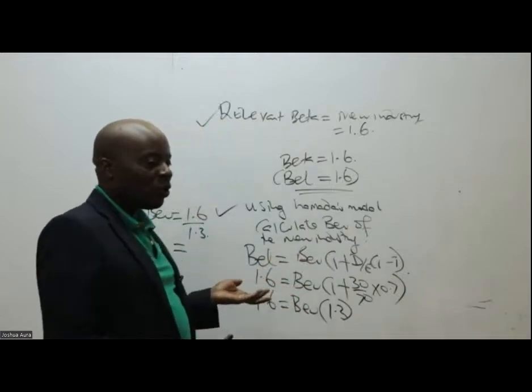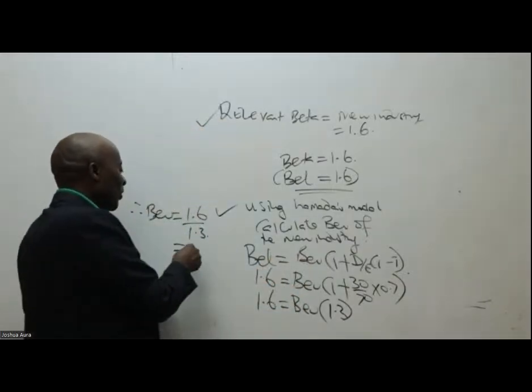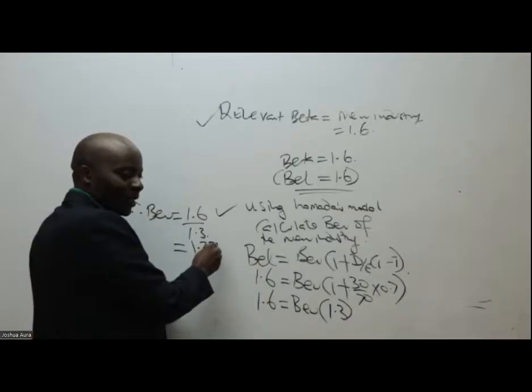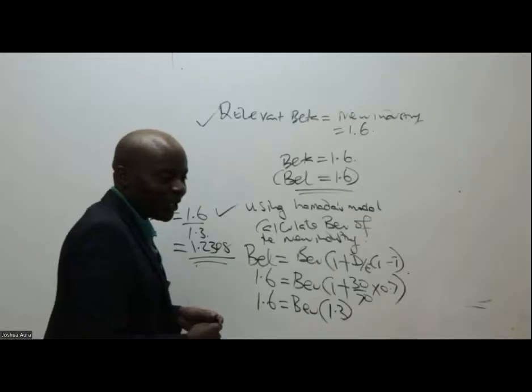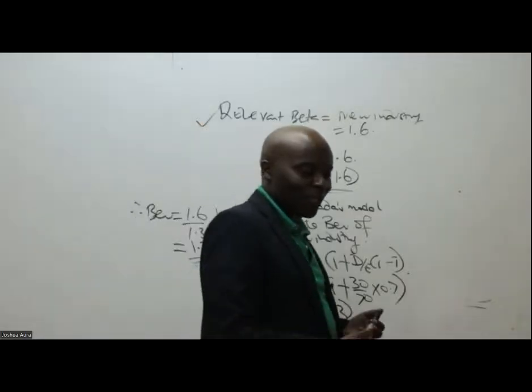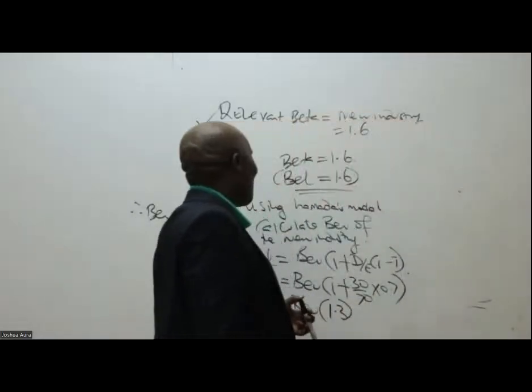Which is 1.23. You got that BEU of 1.23, with many decimals. Oh, you got it. You don't have a different figure. Thank you so much. Then that is wonderful.